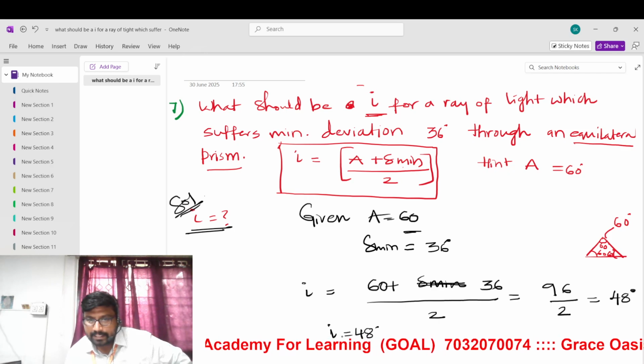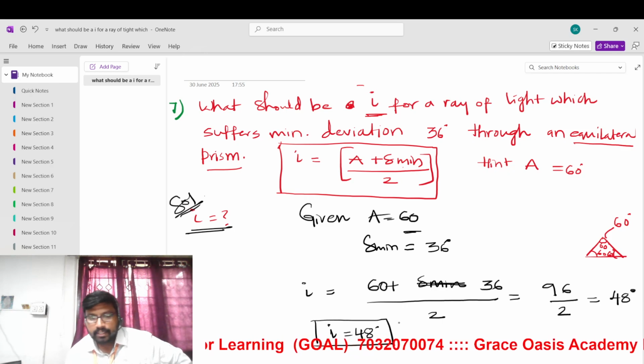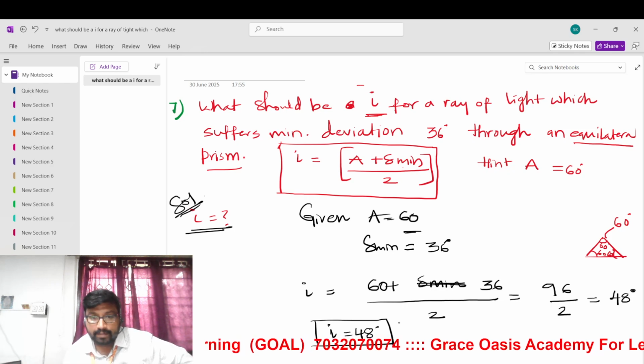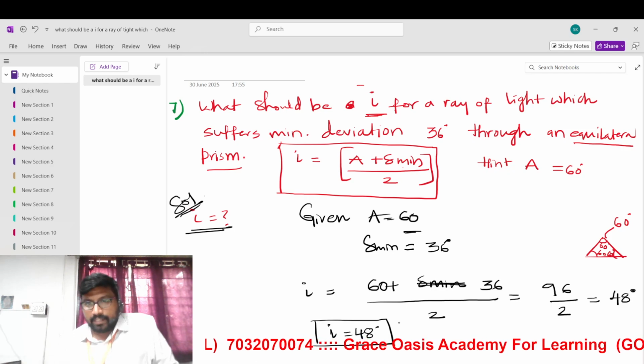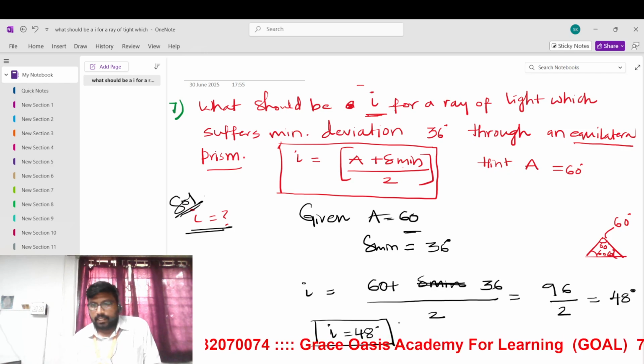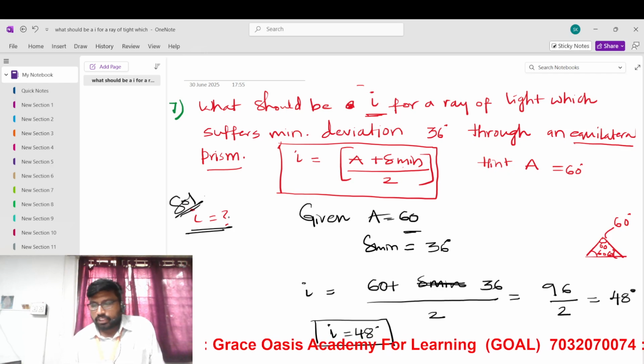This is exactly opposite to the previous question. In the previous question, what was the I value? 48. A value 60. So reversely he asked. Okay, reverse question. Now we are shifting to 4C concepts.